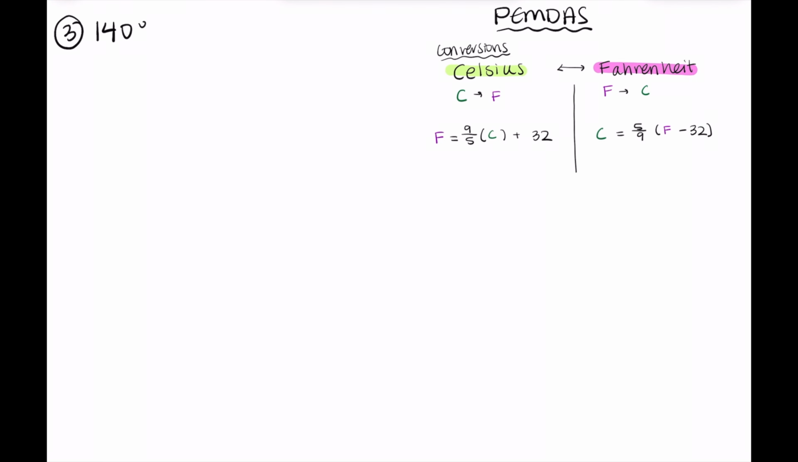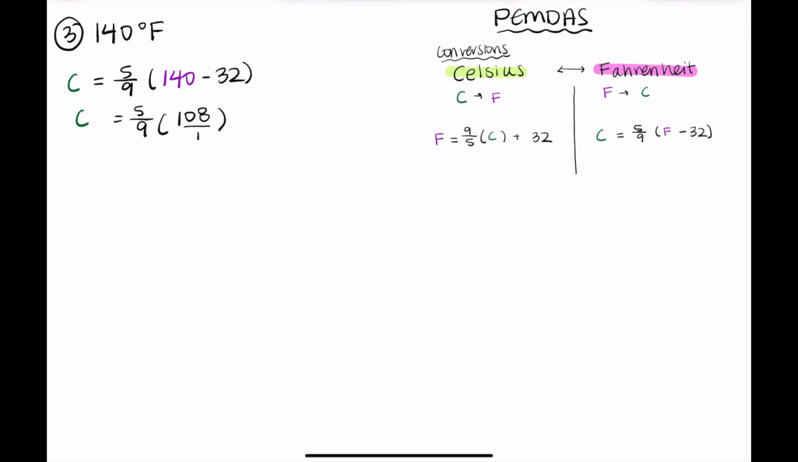Let's move on to the next page for our third practice problem. For number 3, we're given 140 degrees Fahrenheit. Here we're going to use the C equation. C equals 5/9 times 140 minus 32. We know that 140 minus 32 gives us 108. And now we're multiplying 108 times 5/9. We can cross cancel the 9 and the 108. And when we simplify, we end up just having to do 5 times 12. We know 5 times 12 is 60. So our answer for number 3 would be 60 degrees Celsius.